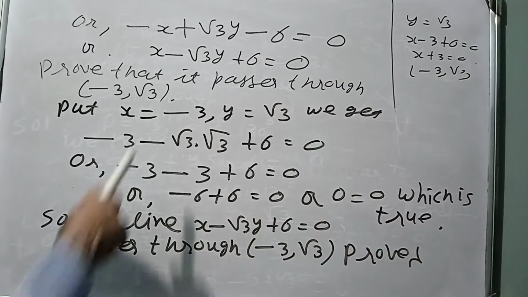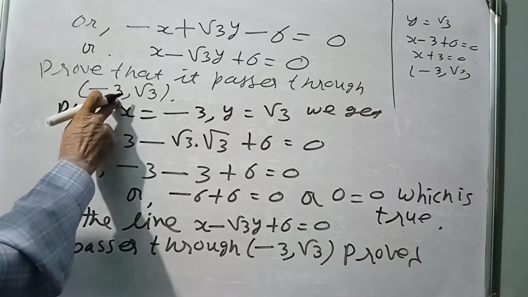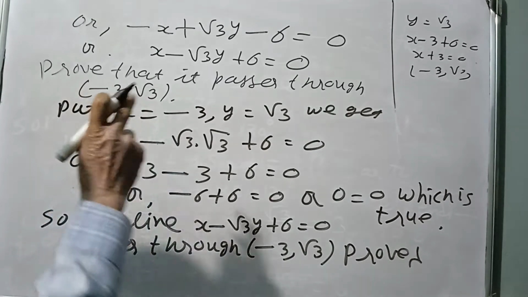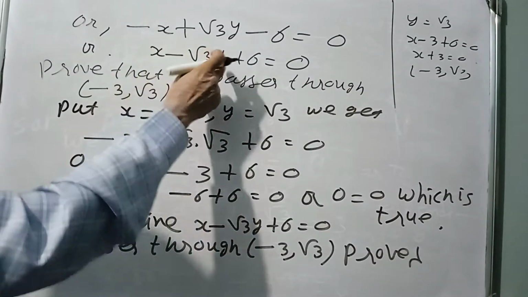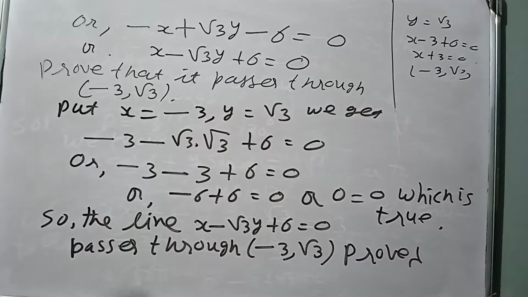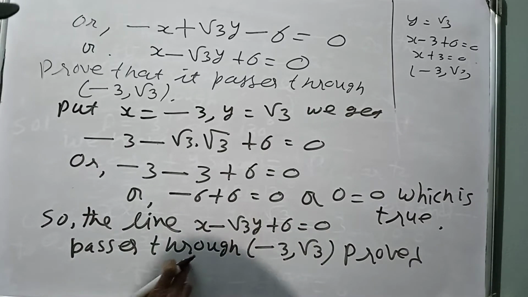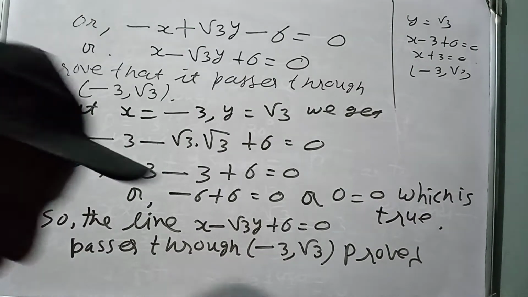It means the point -3, √3 satisfies the equation. When we put the value of x and the value of y, the left and right sides come out equal. So the line x minus √3 y plus 6 equals 0 passes through the point -3, √3, proved.